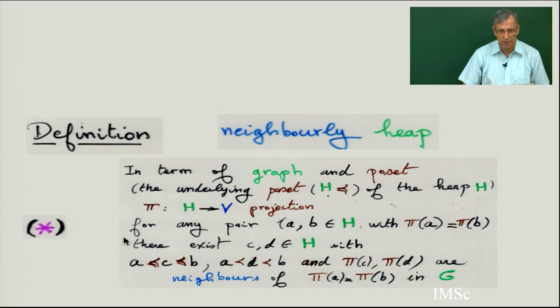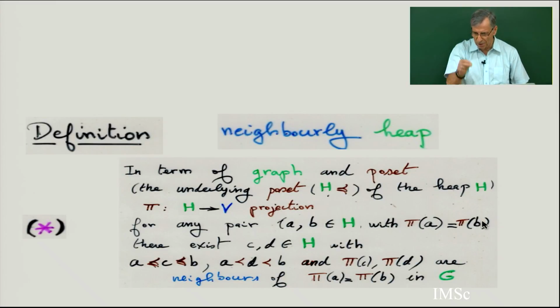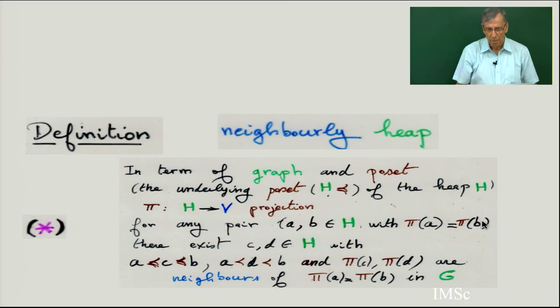Then the condition star is that for any pair A, B in the heap such that the projection of A equals the projection of B, so they are in the same fiber, then there exist two pieces C and D in the heap such that C is between A and B, D is between A and B, and the projections of C and D are neighbors of pi of A and pi of B.